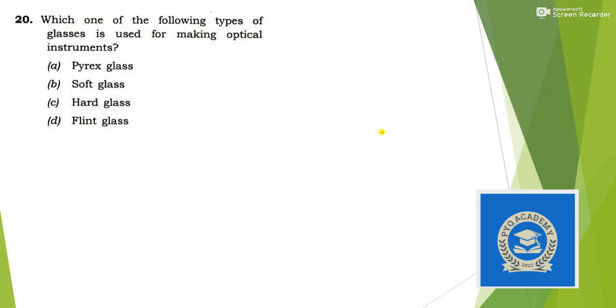Okay, which one of the following types of glasses is used for making optical instruments? Just remember, the answer is flint glass. This is a factual question but an important one because it has been asked in a number of examinations. And also go and Google it, what are the uses of these glasses, that is, what are the applications of these glasses.